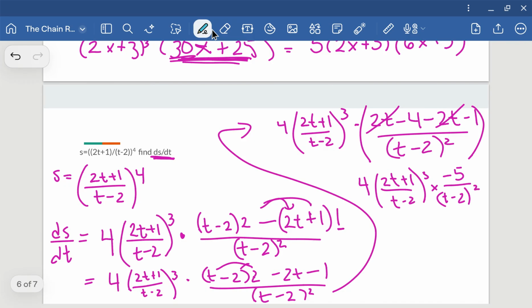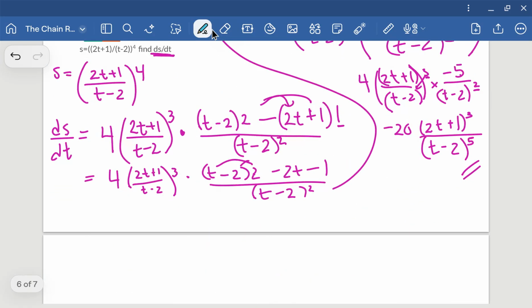We can simplify this a little bit further, knowing that this exponent of 3 applies to the numerator and the denominator, and we can take our coefficients and multiply to get negative 20, and then we'd have (2t plus 1) cubed in the numerator over, and then if there was a 3 here applied as well, and then a 2 here and you're multiplying, we're going to add exponents. So (t minus 2) all to the power of 5. So lots of work there, but we still get to the same place.